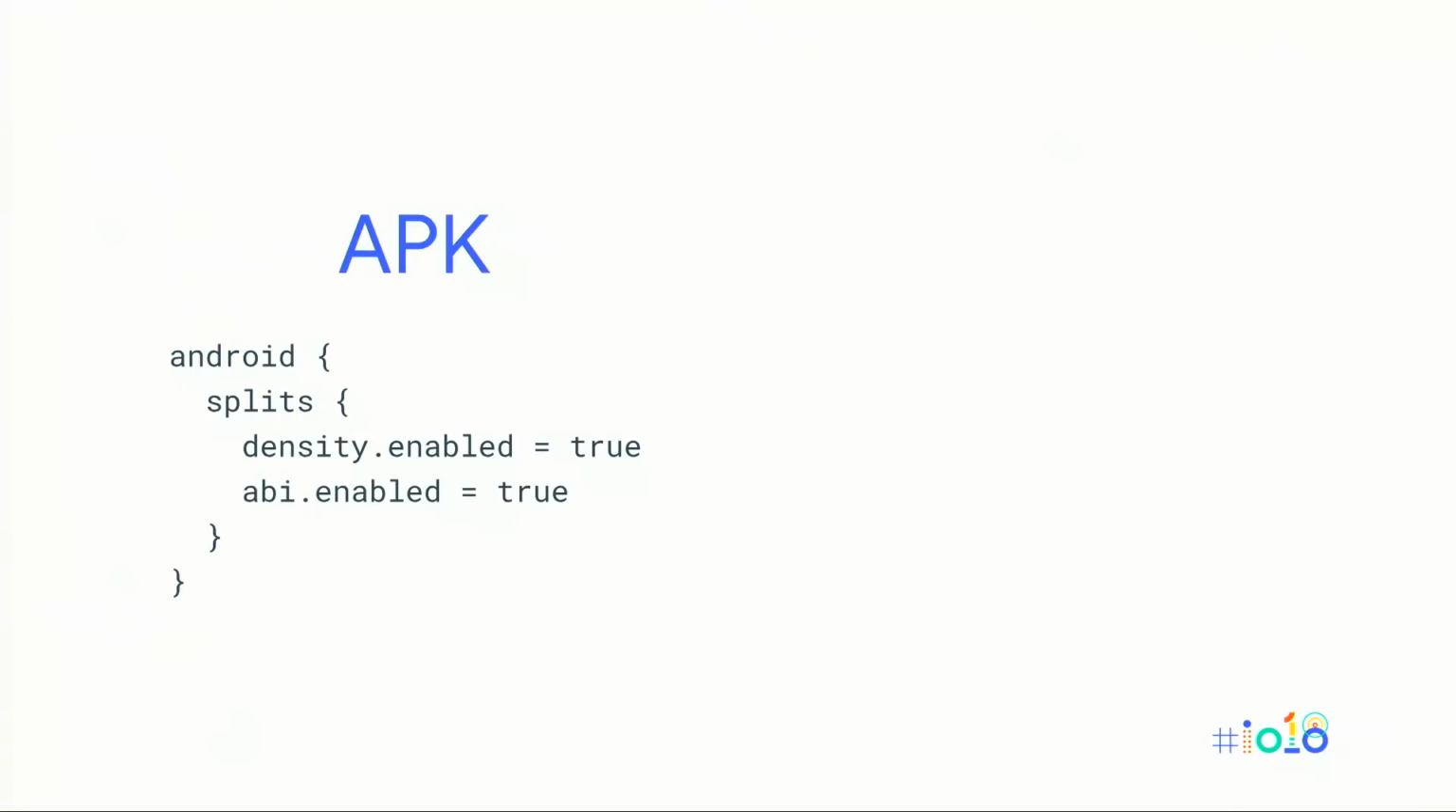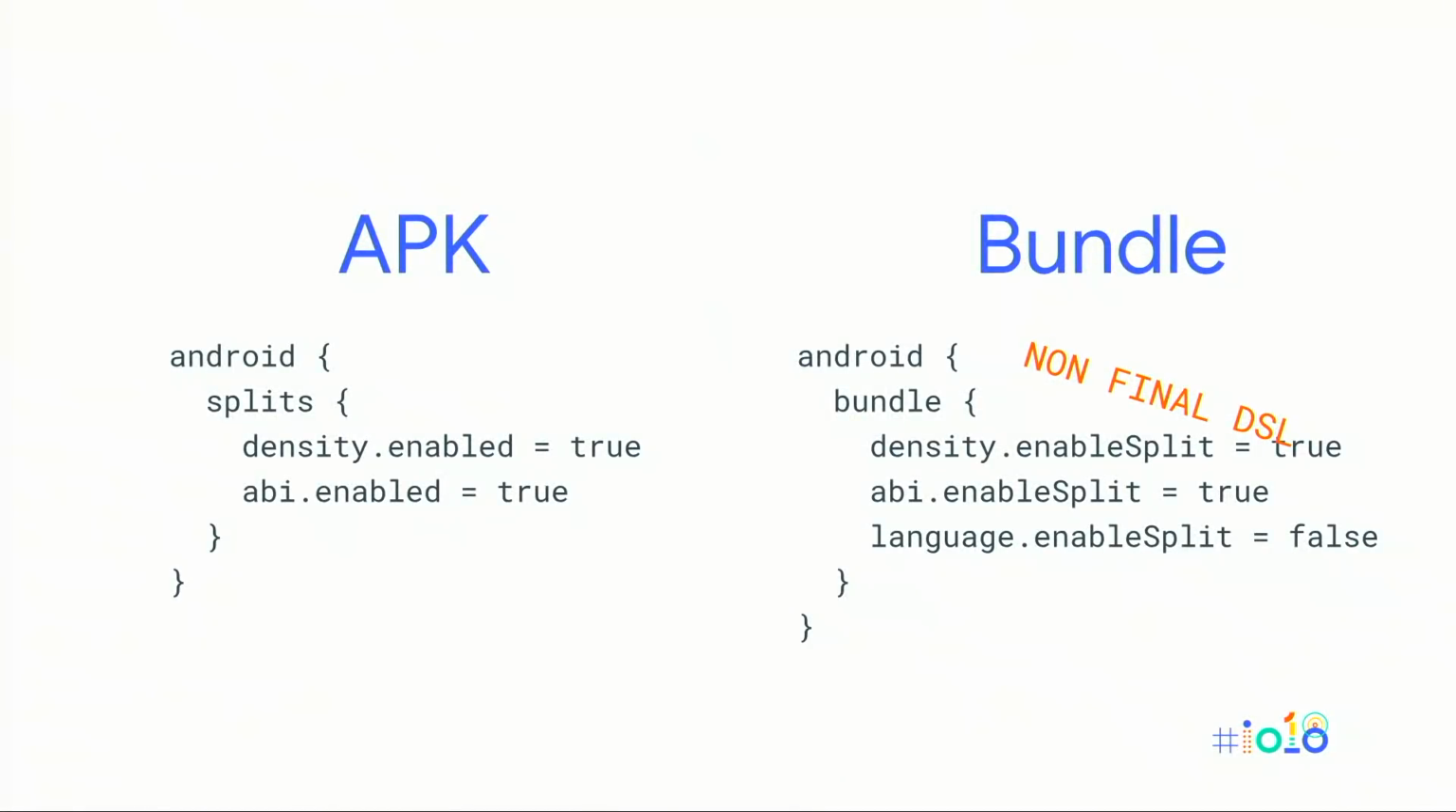And on the server side, we will do all the split by density, ABI, language by default. We do have a DSL to allow you to maybe disable it if you're running into a problem. We expect that there will be very, very few cases where you actually need to do that. But you have the ability if you really have to. If you have that, also file a bug and talk to the Play Store team and see if you can actually solve the problem with them.